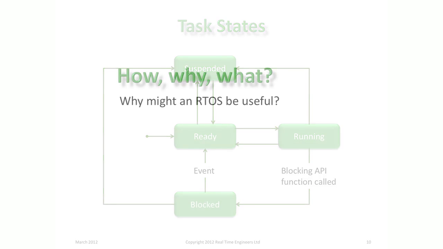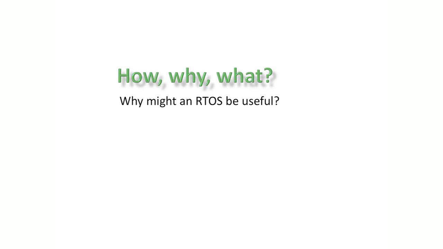All right, so I think hopefully I've given a very, very quick top-level overview of what a real-time kernel is and what a task is and what a task does. When we look at the example, I will actually show you some source code of implementing a task and the API functions and things like that. So I appreciate I haven't actually shown you that yet. So why might we want to use a real-time kernel?